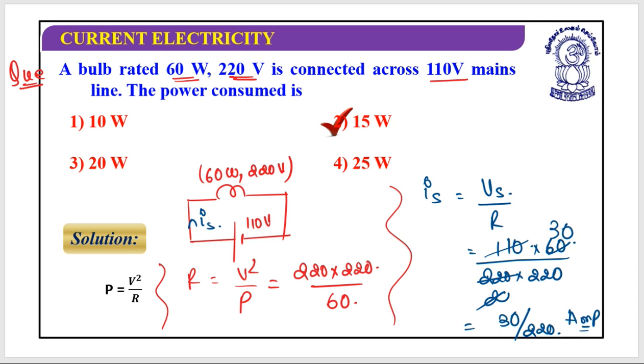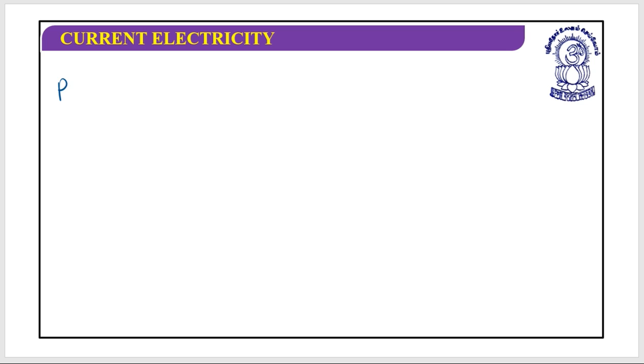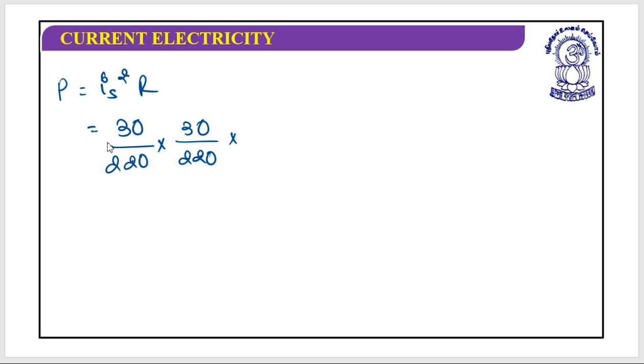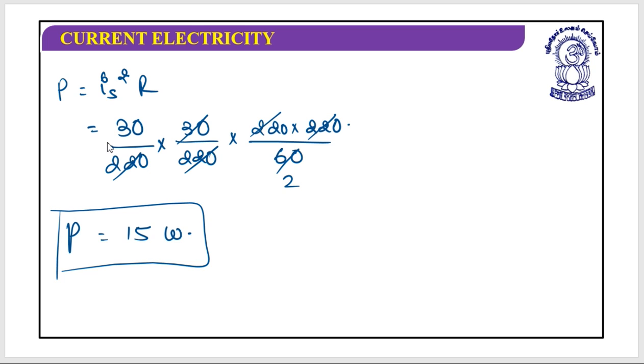This is the current that has been passing, and I can have P equal to I_S squared multiplied by the resistance of the bulb. The current is 30 by 220 multiplied by 30 by 220 multiplied by the resistance. The resistance is 220 into 220 divided by 60. This cancels, and we get 15 watt. What was your answer? Is it the same? Great, you did good work.